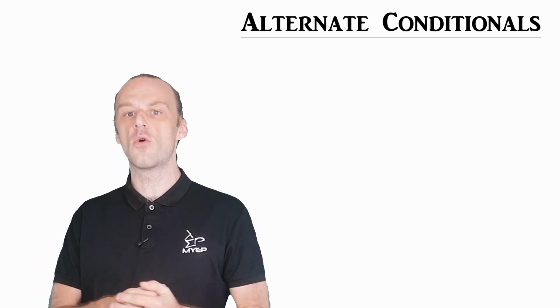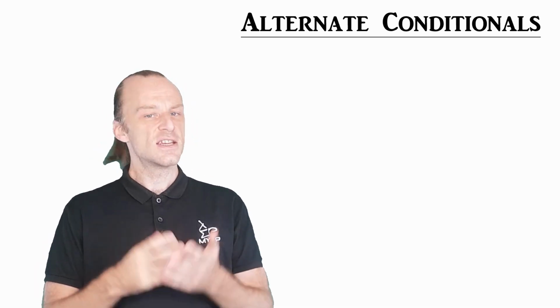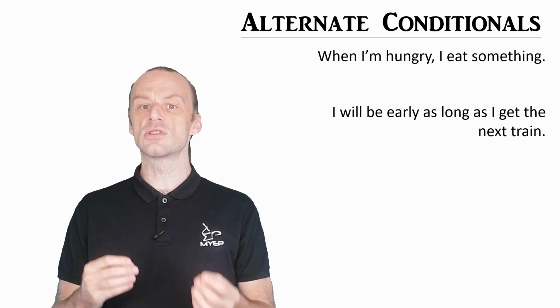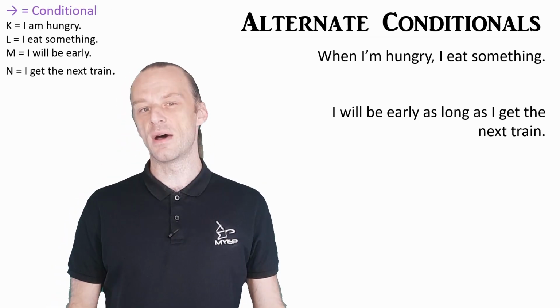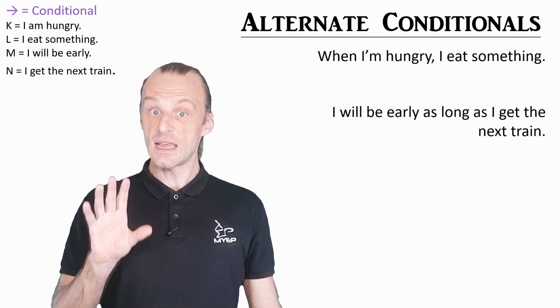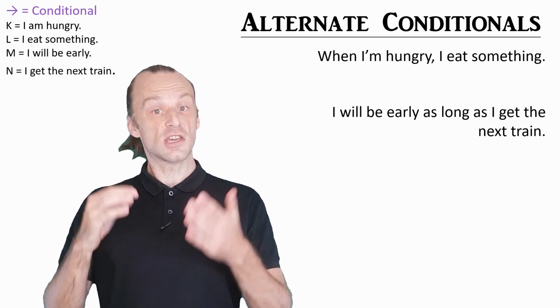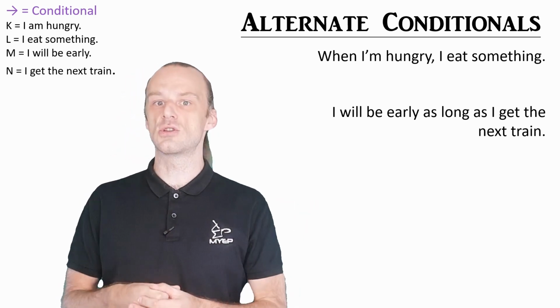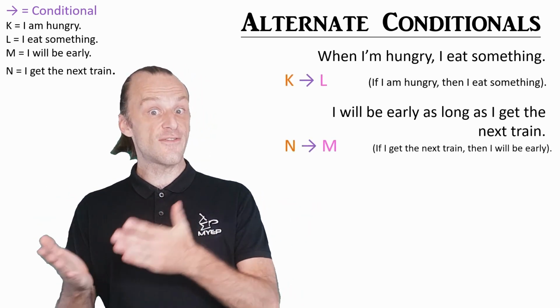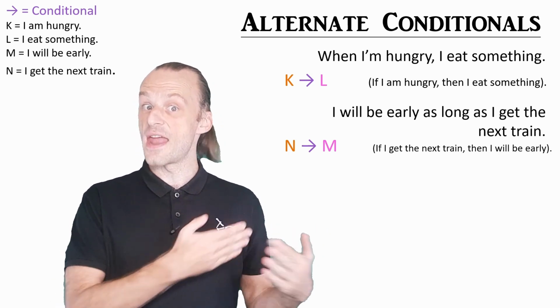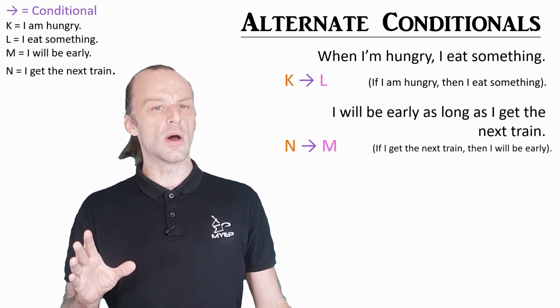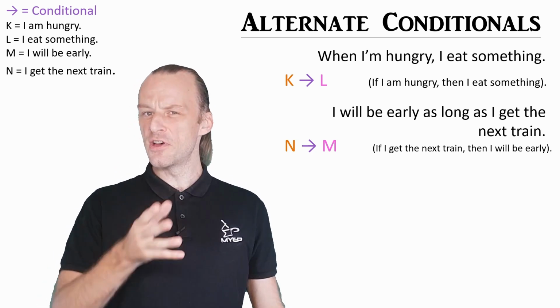As we said before, there are conditionals that are not written in a simple if-then form. Here are some examples. See if you can rewrite these conditionals into an if-then form and write them using the symbols above. Pause if you want to think again. Just like the others, the conditional arrow goes between the two letters. The first one, if I am hungry, then I eat something. If K, then L.